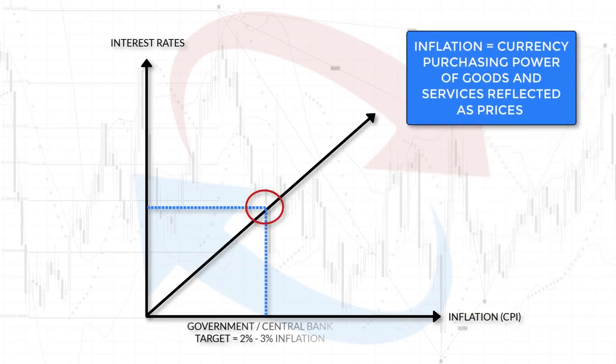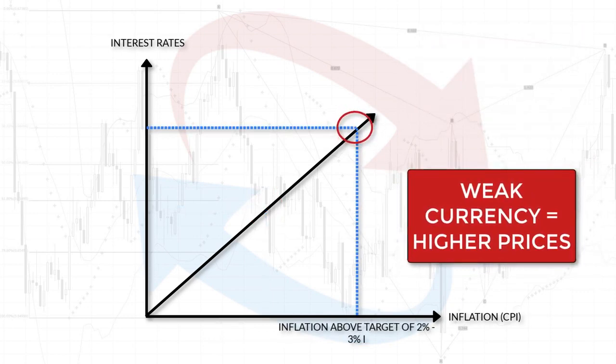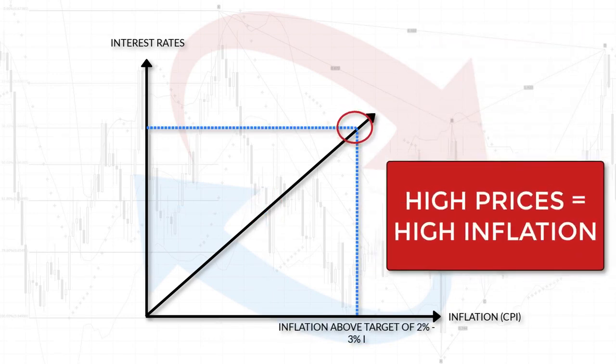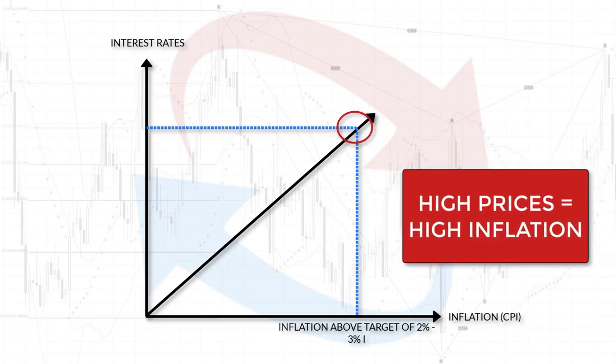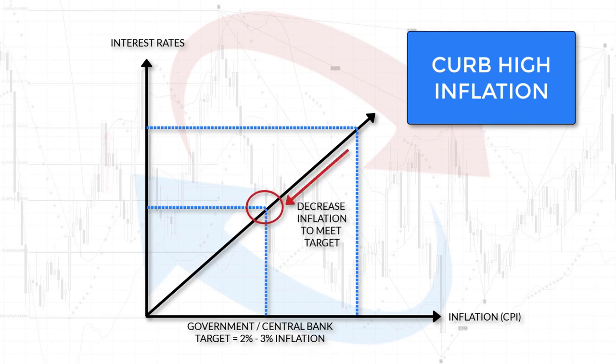As we know, inflation is the purchasing power of a currency reflected as prices for goods and services. If a currency is weak, more of that currency is needed to be exchanged for goods and services. This is reflected in higher prices for goods and services, otherwise known as high inflation. In an attempt to curb inflation, strengthen the currency to attract investors, and meet their interest rate target, central banks will raise interest rates.